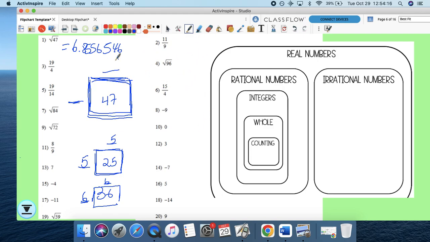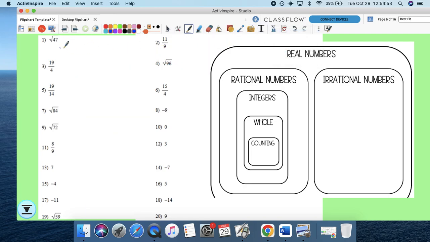And you take that number and multiply it by itself, right? Let's see if you get 47. Now, 6.8556546 times 6.8556546, you get 46.9999, and so on, right? Not 47. So because the square root of 47 ends up being a decimal that goes on forever and ever and does not repeat, we put it on the irrational side.